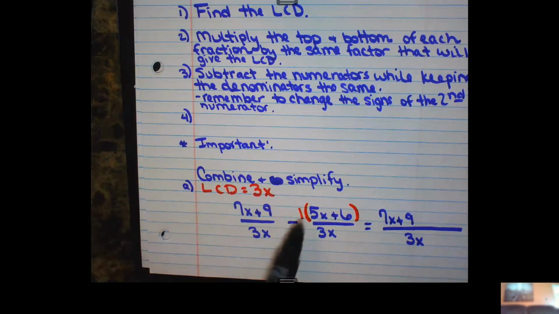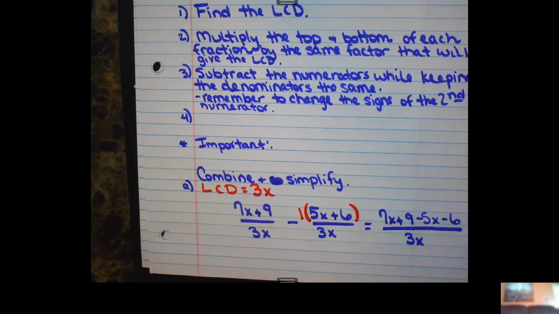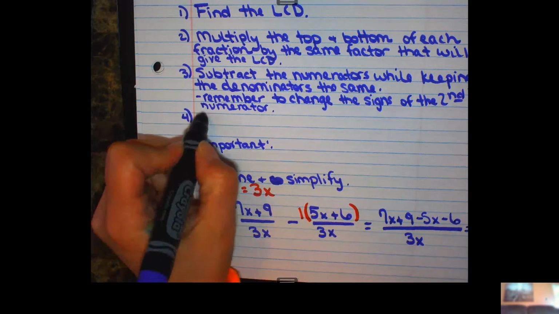So we are really distributing this -1. So this 5x becomes minus 5x. And this plus 6 becomes minus 6 because you have to give that negative to both of them. That's why it's nice to rewrite it. If you were just looking at this, you might think it was just 7x minus 5x, and then you combine the 9 and the 6. Now, step 4 is to simplify.